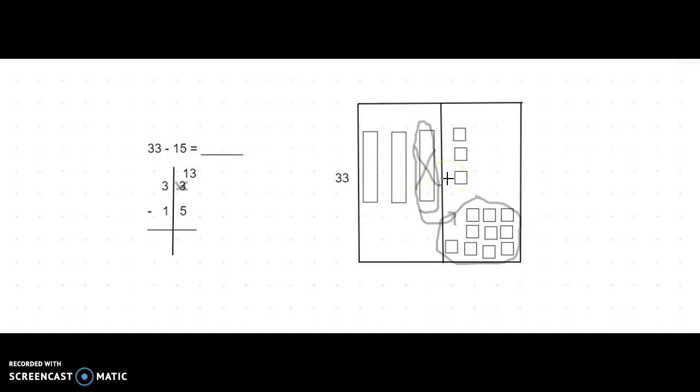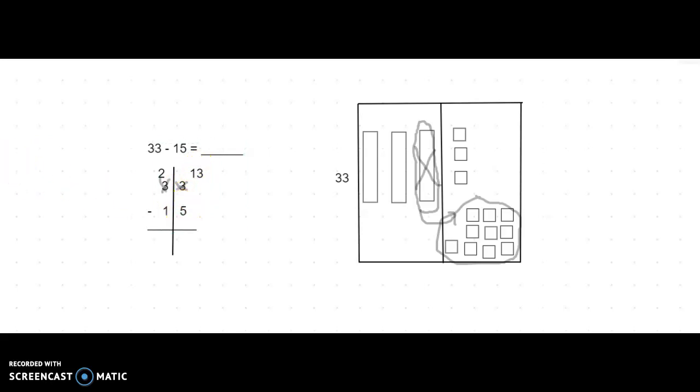And I'm noticing now that I've crossed off this 10, I don't have 3 tens over here anymore. How many tens do I have over here now? Yep, I have 2 tens, and I want to write that down too. I have 2 tens. So I don't have 3 tens and 3 ones anymore. I have 2 tens and 13 ones.